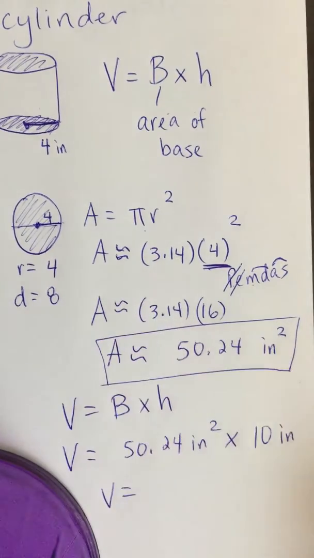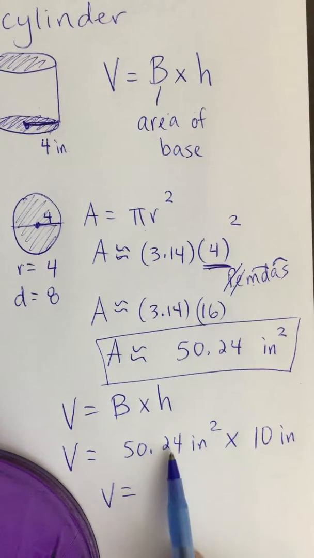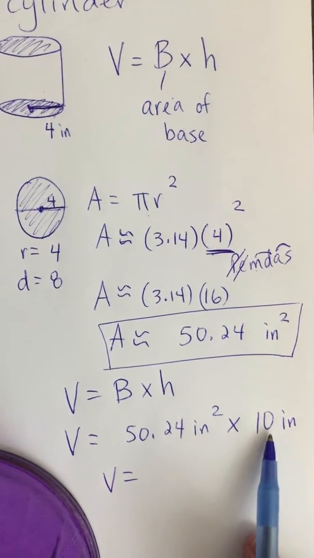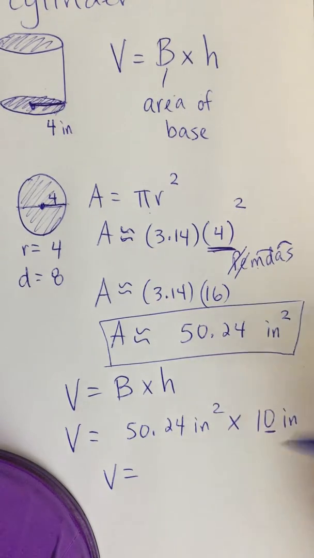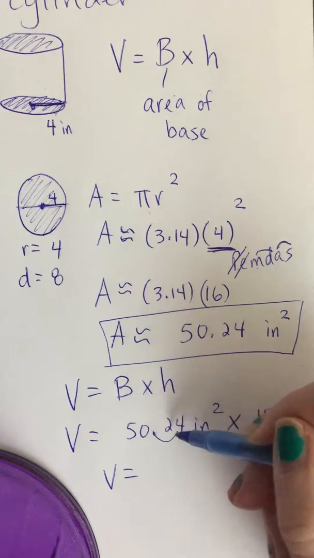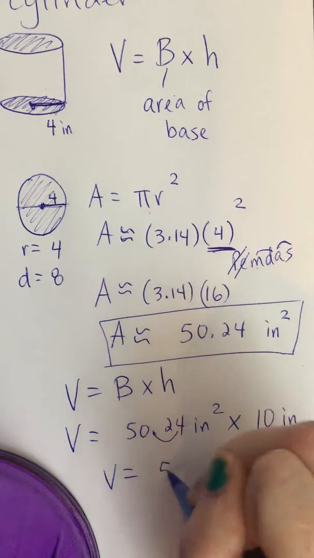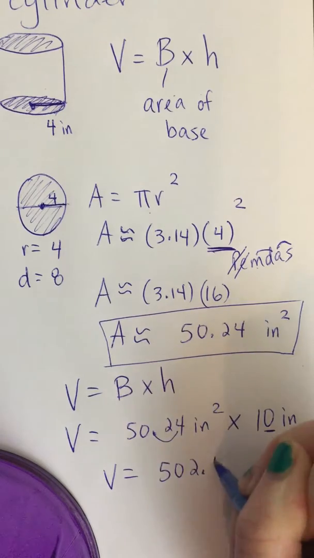All right, so volume equals 50.24 times 10. If you're timesing by 10, you can move the decimal over by one spot, one decimal place. So we're going to move it over one. So it's 502.4.